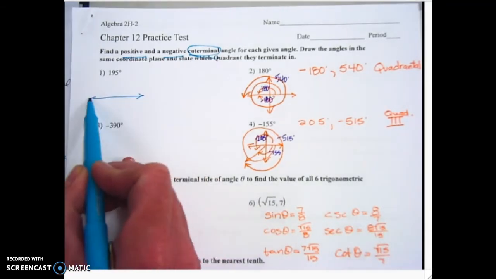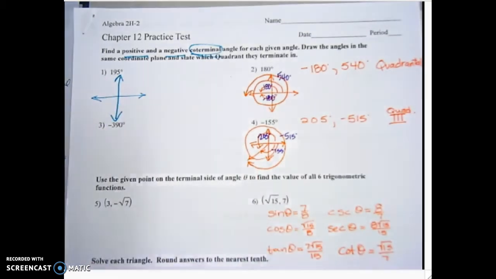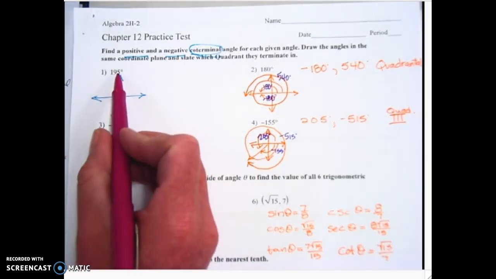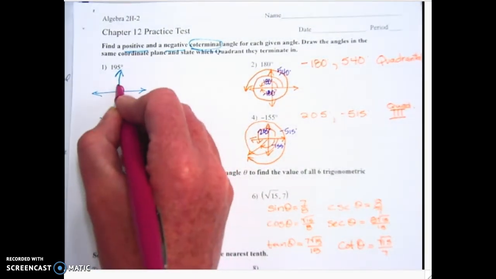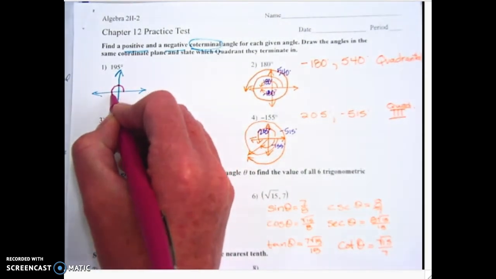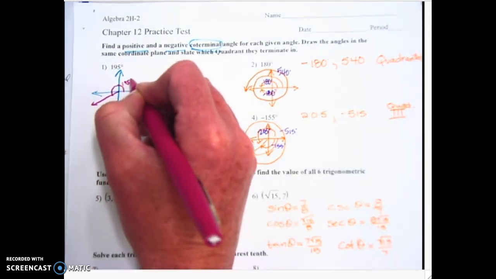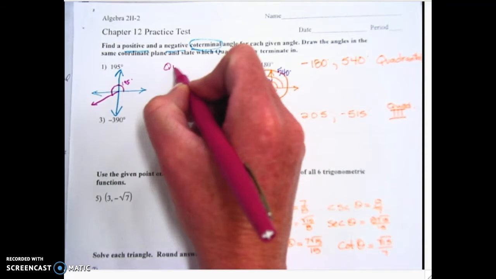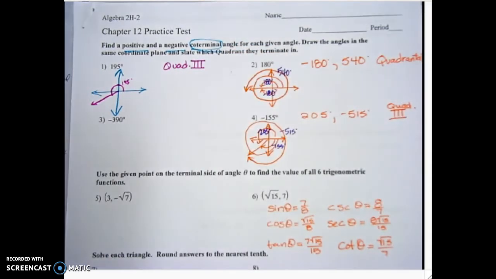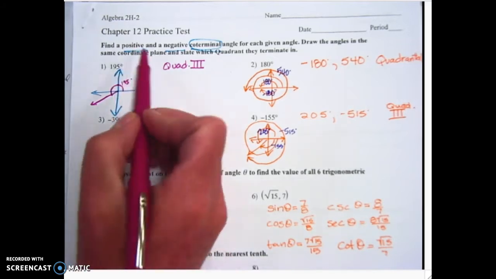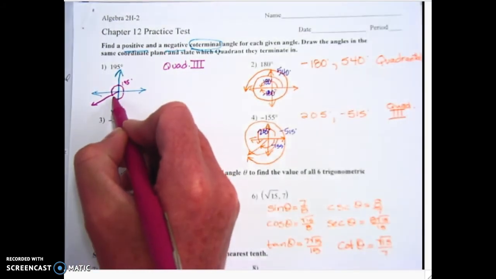So if you draw a coordinate plane and you draw an angle that's 195 degrees, that's just after 180. So if here's 90, 180, 195 is going to be right about there. There's your 195. That is quadrant 3, and we write 3 with a Roman numeral. We need 2 more angles, one that's positive and one that's negative. So the negative one goes right here.